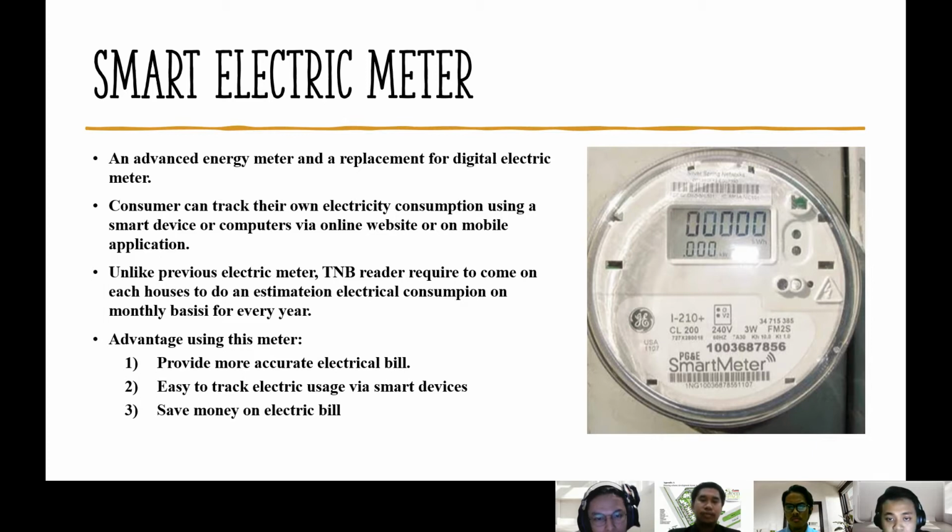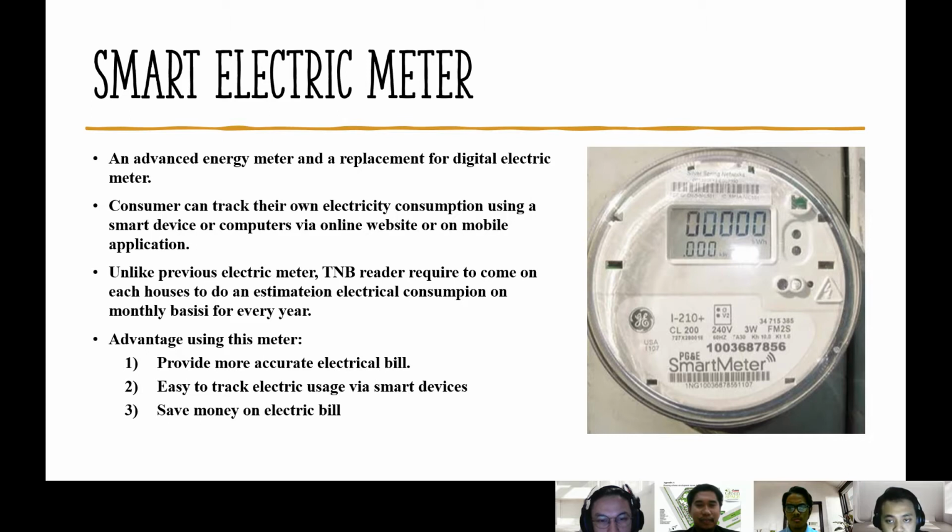Unlike the previous meters, meaning the analog and digital meter, which require a TNB staff reader to come to each house to estimate the electrical consumption on a monthly basis every year, by using this smart electric meter, the staff doesn't need to come to each house to do that.